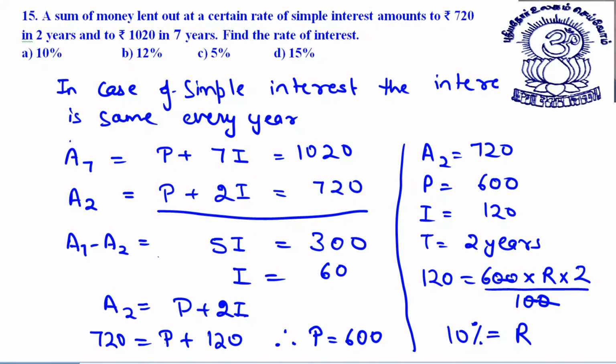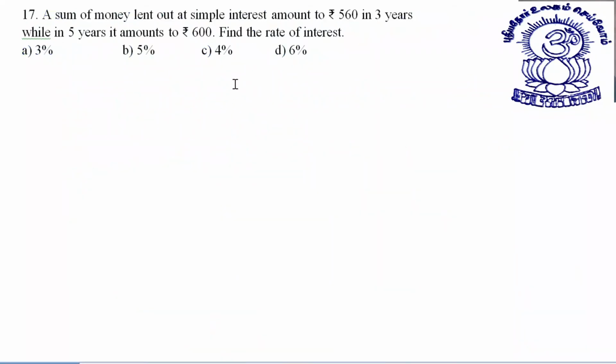Let's move to the next question, dear students. Let me show you the next question. Let's take one more example exactly on this basis and to make your concept more solid. A sum of money lent out at simple interest amounts to 560 in 3 years, while in 5 years it amounts to 600. Find the rate of interest.